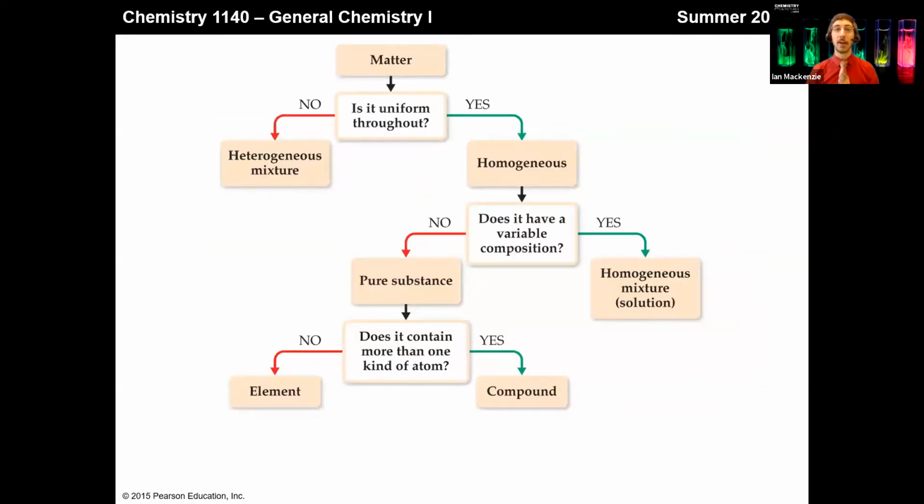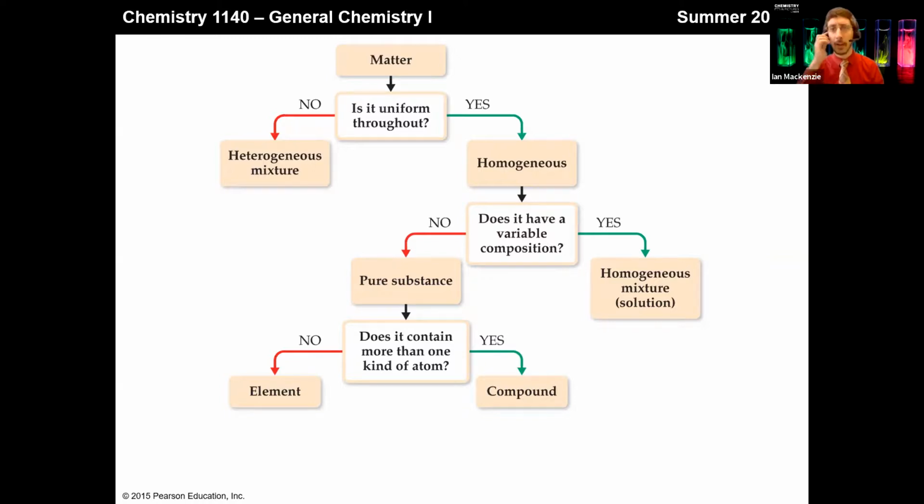A nice flow chart that is designed to help us classify matter based off of composition is shown here. So if we start with some sample of matter and we're not really sure how to classify it, I'm not exactly sure whether it's a pure substance or a heterogeneous mixture, how do we go through this?